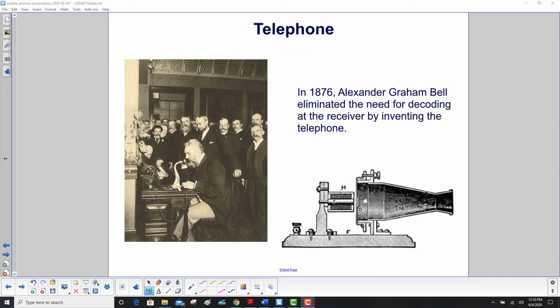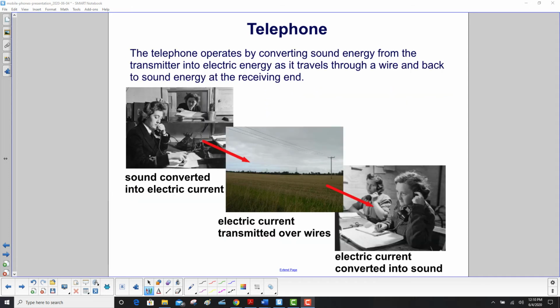In 1876, Alexander Graham Bell eliminated the need for decoding at the receiver by inventing the telephone. Okay, we have antique telephones again here. But the telephone operates by converting sound energy from the transmitter into electric energy as it travels through a wire, and then back to sound energy at the receiving end. So converting sound to electric current, sending the current over wires, and then converting that current back into sound.